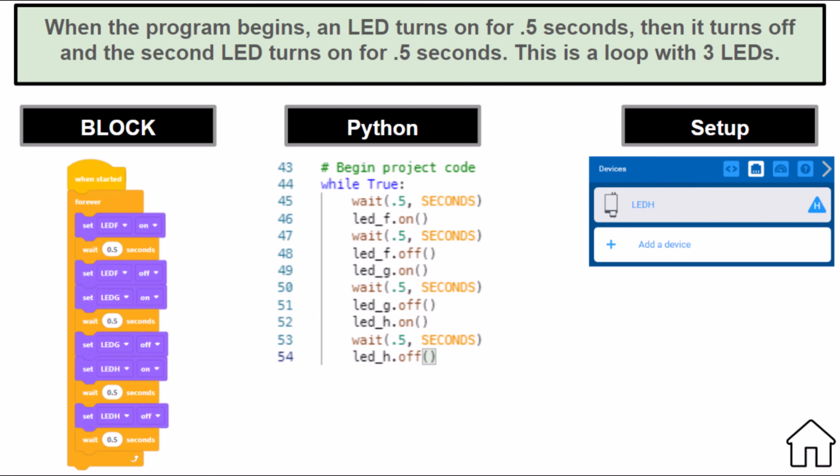In Lesson 3, we're going to learn how to take a block code and make a series of blinking lights. So this will look more like a traffic light where we have red, yellow, and green. Let's take a look.